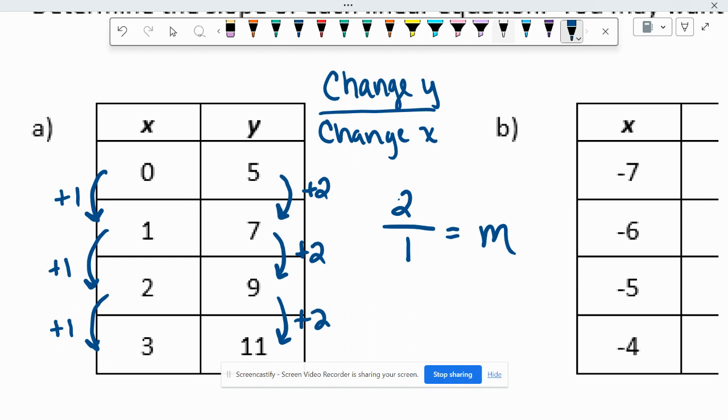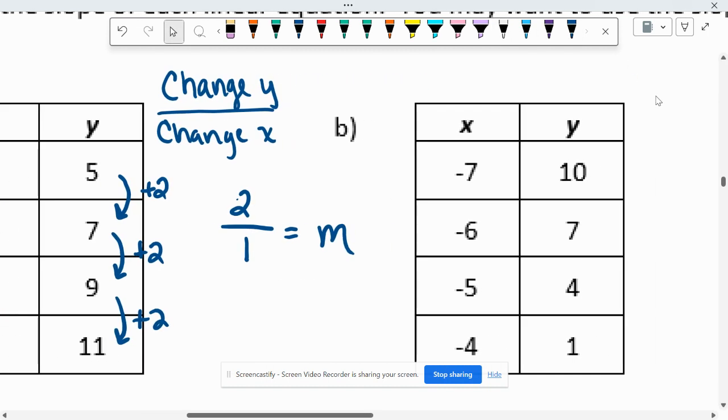Does that make sense? I think tables are the easiest. I want you guys to look at table B. Tell me what your change in y is, and tell me what your change in x is. Change in y, change in x. Sorry. So example B. Let's go over there.